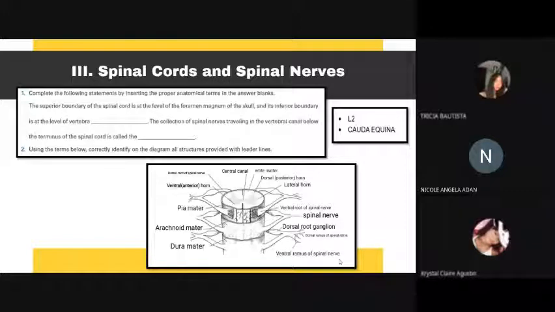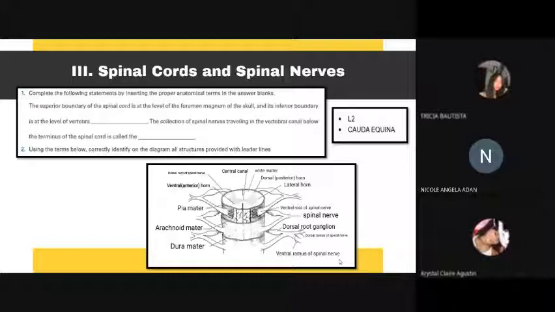Number 2. Using the terms below, correctly identify on the diagram all structures provided with the leader lines. As you can see in the picture below, the answer is the central canal. On the right side, the answer is white matter, dorsal or posterior horn, lateral horn, ventral root of spinal nerve, dorsal root ganglion, dorsal ramus of spinal nerve, ventral ramus of spinal nerve.